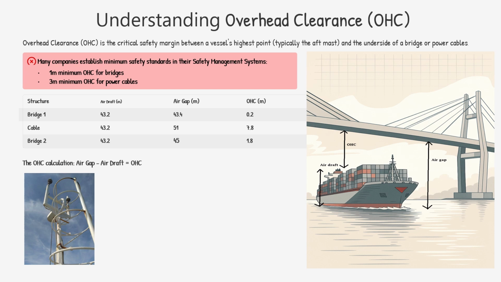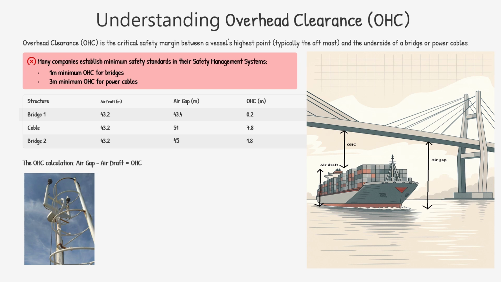As you can see in the below example, bridge 1 OHC is equal to 0.2 meters, power cable OHC is equal to 7.8 meters, bridge 2 OHC is equal to 1.8 meters. Now, notice bridge 1 with only 20 centimeters of clearance, that's far below the safe margin. Clearly, the vessel cannot pass under bridge 1 as it stands.